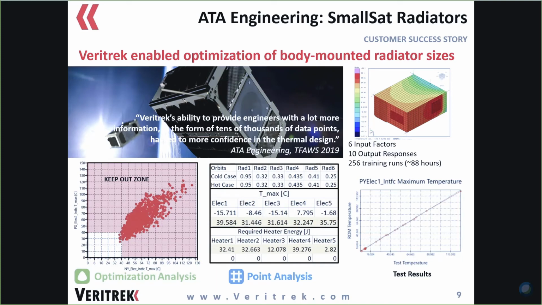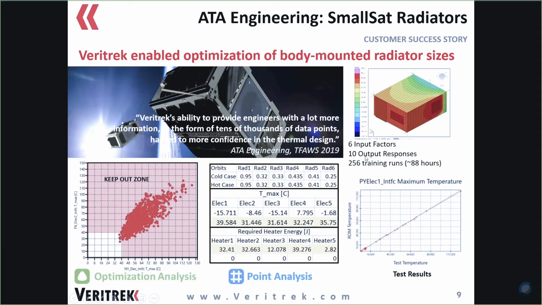In this particular use case, they had a SmallSat radiator that had 6 different body-mounted radiators on 5 different sides of the SmallSat bus. They wanted to optimize the size of each one of those radiators to meet temperature requirements in a worst-case hot condition and heater energy requirements in a worst-case cold condition. So that's the balancing act that some of you might be familiar with.